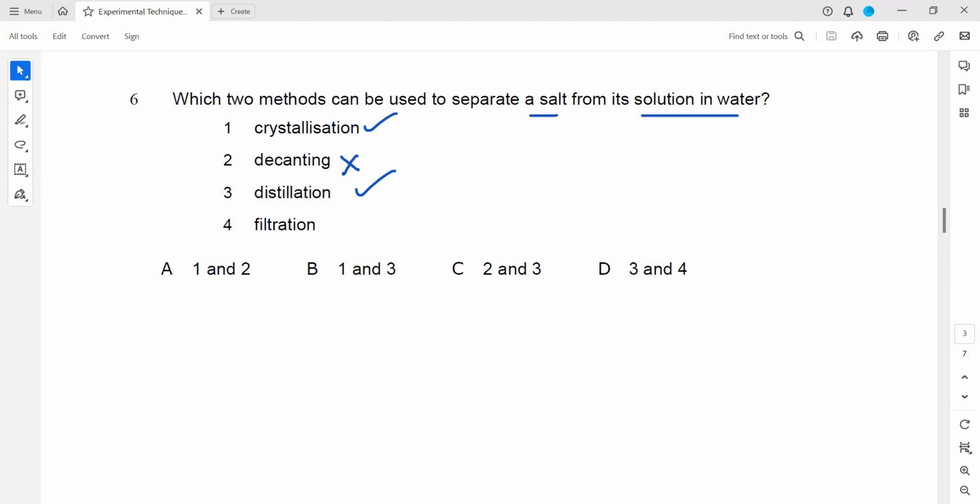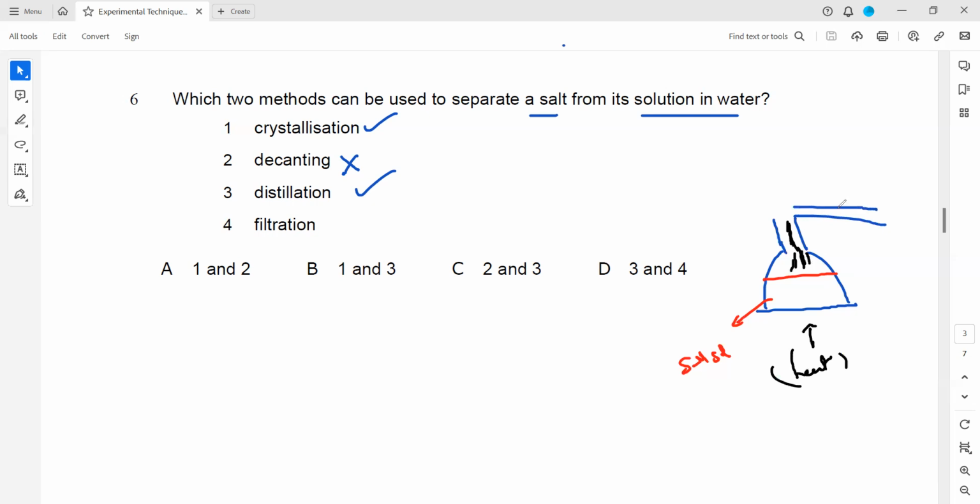How will simple distillation work here? For example, we have a container which is filled with a solution. So there's a salt solution. When we supply heat energy, distillation or simple distillation is the same thing. When we supply heat energy, first what will happen? The salt will be left behind and the water will turn into vapor. And then it is connected to a condenser on the other side.